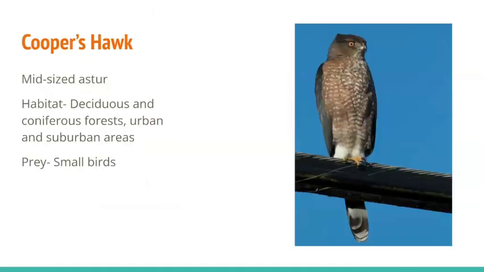So next, we have a very similar looking bird, and that is our Cooper's hawk. Cooper's hawk is a mid-sized member of the aster family, formerly accipiter, and their habitat is similar to sharp-shinned, deciduous and coniferous forests, and they are another species that's taken very well to urban and suburban areas and people's bird feeders. They also mainly prey on songbirds, although they will target other small raptors, including kestrels and merlins.